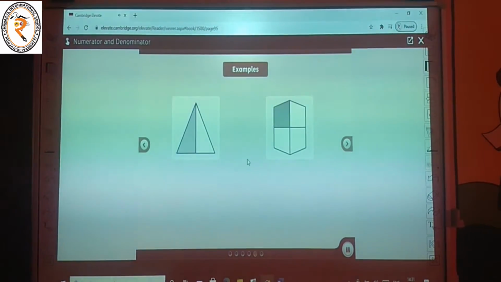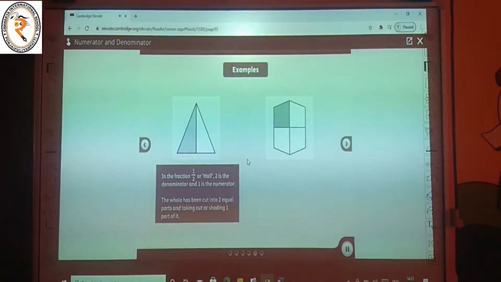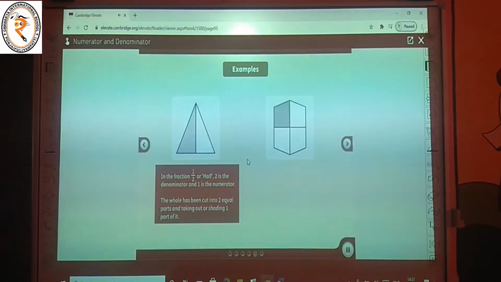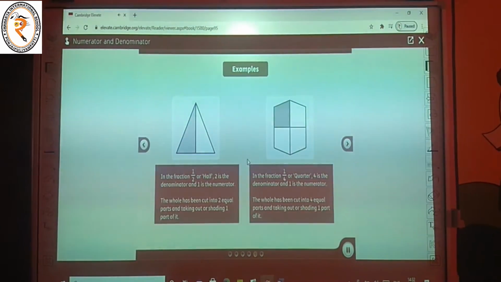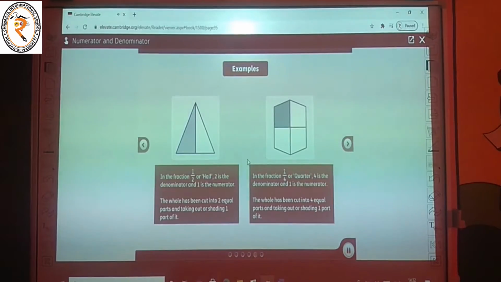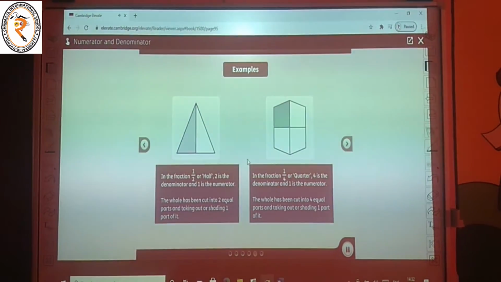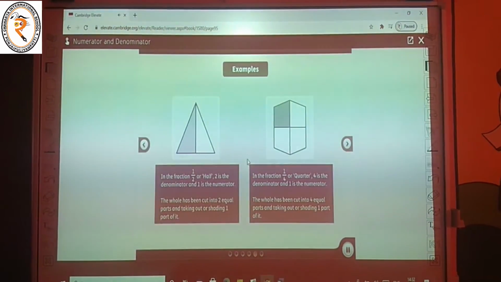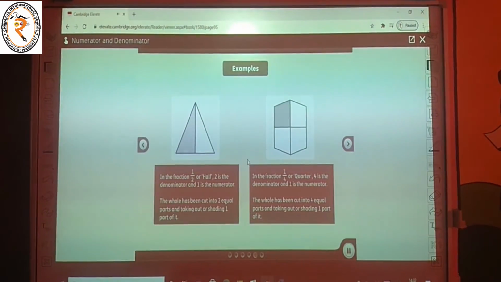Consider a few more examples. In the fraction 1/2 or half, 2 is the denominator and 1 is the numerator. This means that the whole has been cut into 2 equal parts and one part of it is taken out or shaded. Similarly, in the fraction 1/4 or quarter, 4 is the denominator and 1 is the numerator. This means that the whole has been cut into 4 equal parts and one part of it is taken out or shaded.